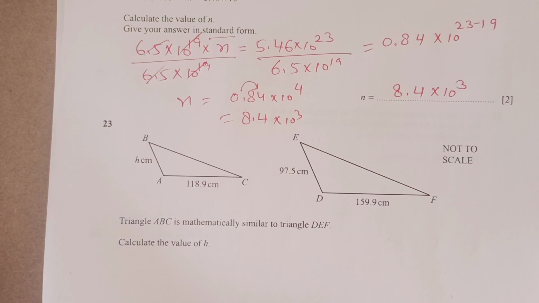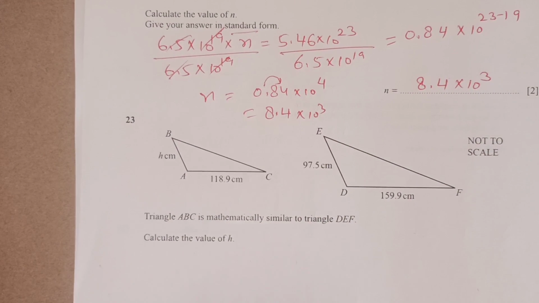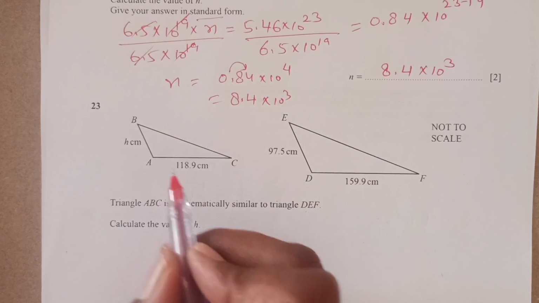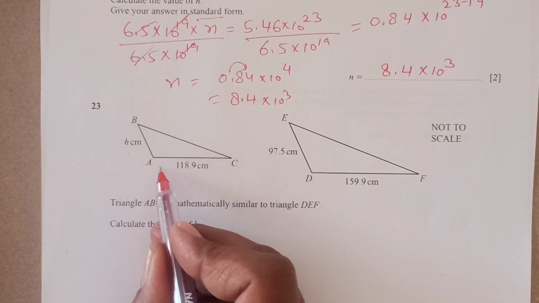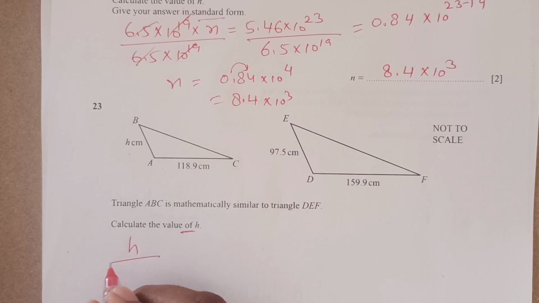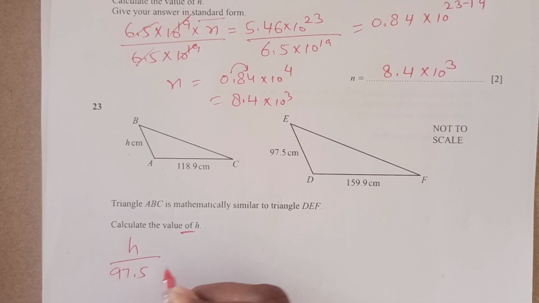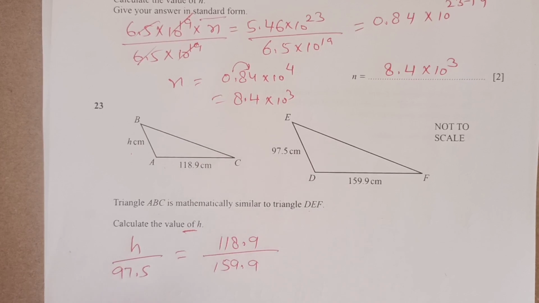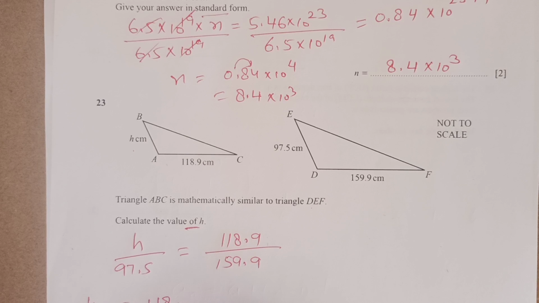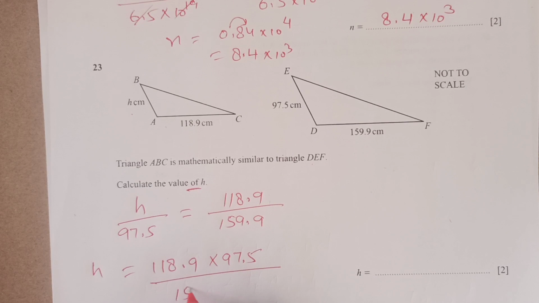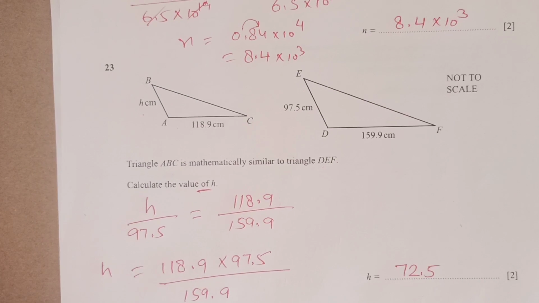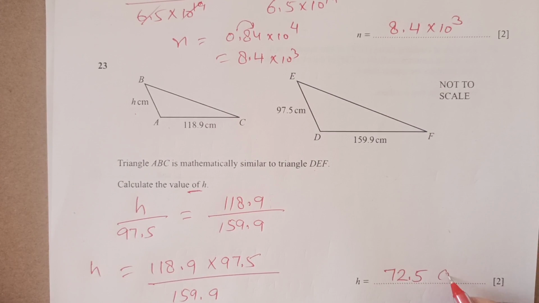Now number 23, we have here two similar shapes ABC and DEF. When they are similar, then the ratio of their sides is always the same. So we are looking for the value of H. So the corresponding side H, I'll write H over 97.5 is equal to 118.9 over 115.9. So H is 118.9, just cross multiply, 97.5 over 159.9, which comes out to be 72.5 centimeters, right?